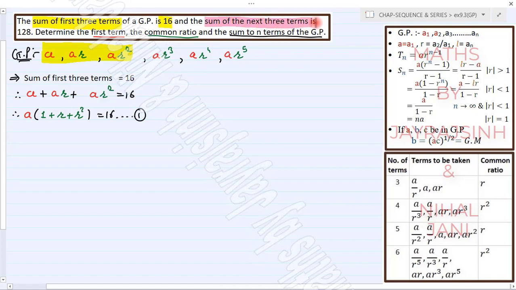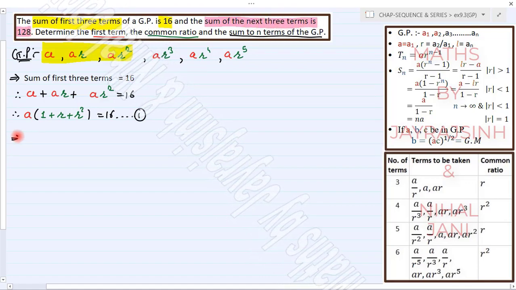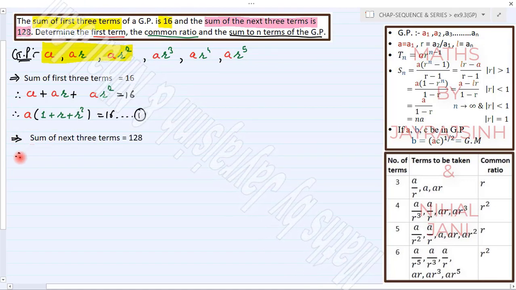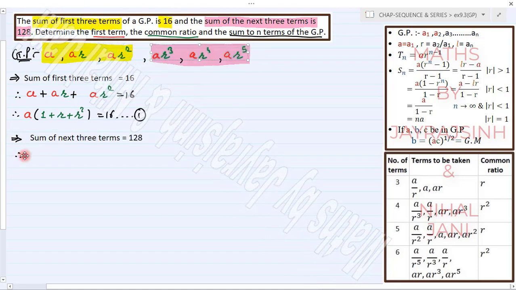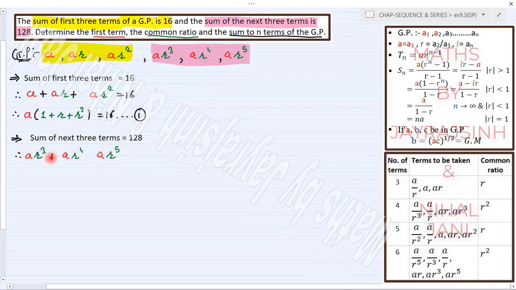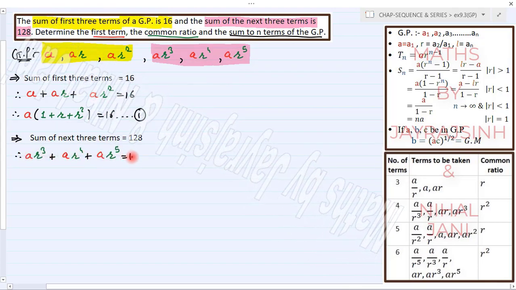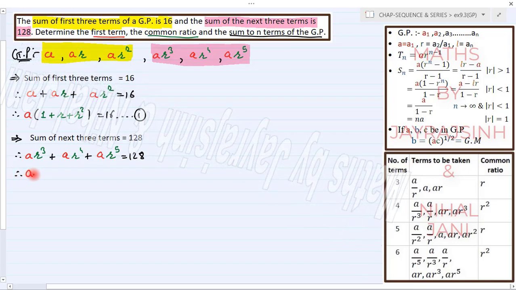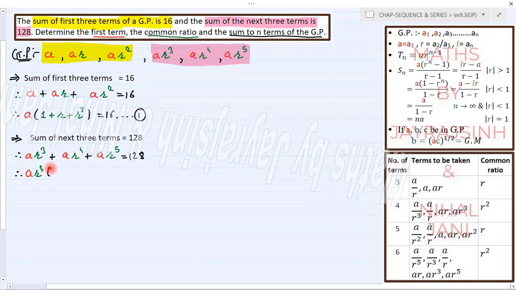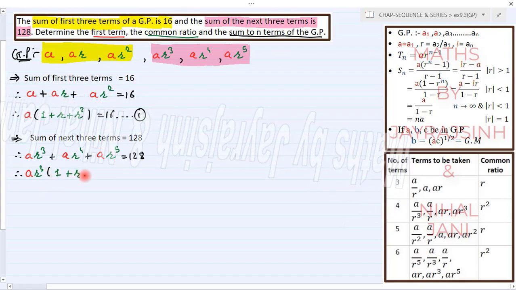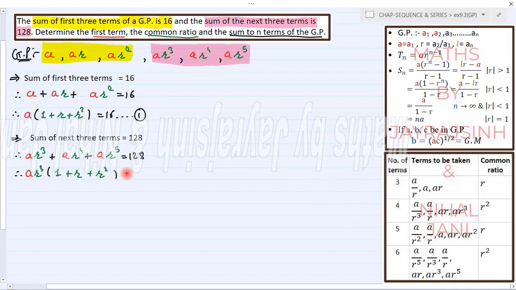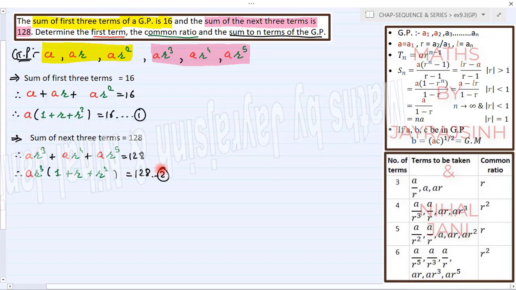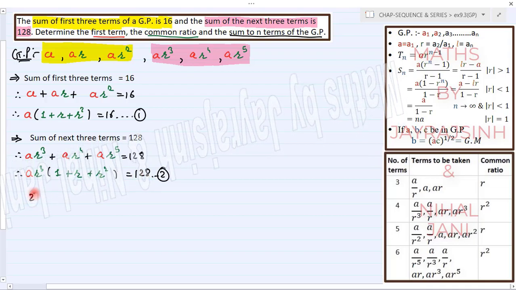Now, let's use the next condition, which is the sum of next 3 terms is 128. So, let's get the next 3 terms and add them. So, you will get 128. Now, from this equation, we can take AR cube common. So we will get AR cube into 1 plus R plus R square is equal to 128. So we will get your second equation. Now we have to solve them.